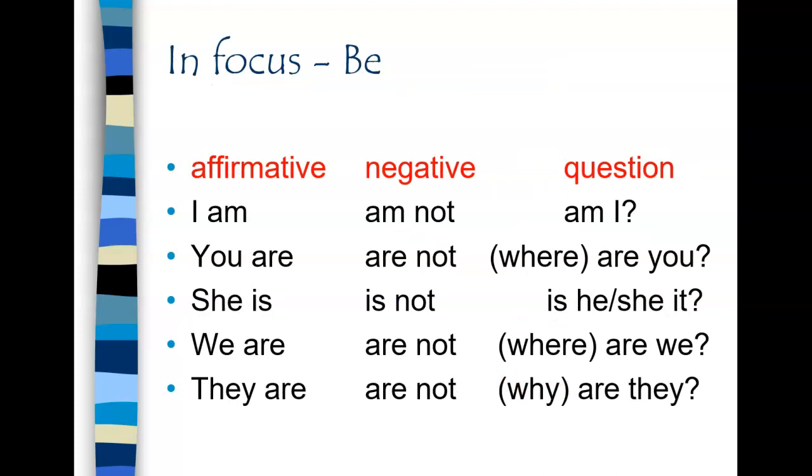With the verb to be, it is its own verb structure, as I mentioned earlier, because it is an exception. So you have to remember it. I am, and then to make it negative, I am not. And for a question, we put the verb in front of the subject. And of course, we follow that same structure depending on the subject pronoun. You are not, where are you?